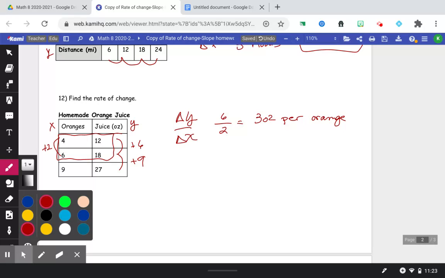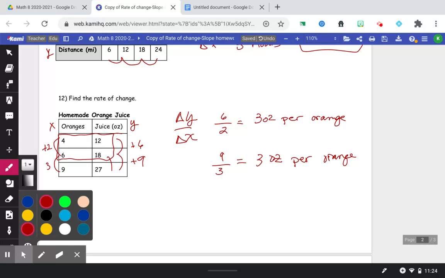Okay, if I look at the rate of change between 6 and 9 oranges, there's an increase of 9 ounces for every 3 oranges. Again, when I reduce that, I still get 3 ounces per orange. Because there's that constant rate of change, it really doesn't matter what 2 points we're using from our table to calculate that rate of change.